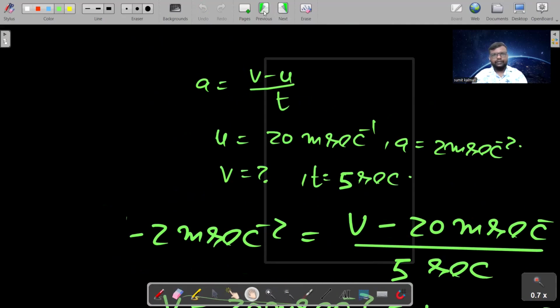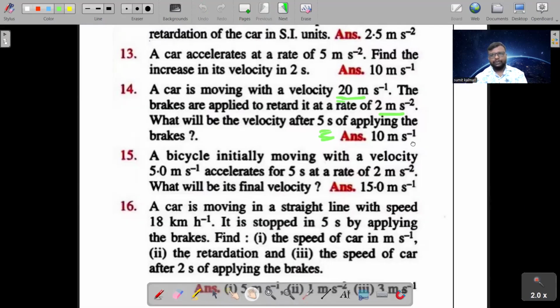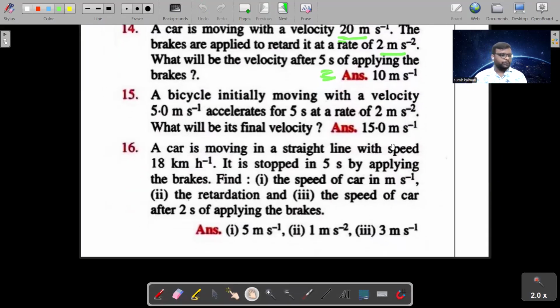See here, it is 10 meter per second. So the answer is correct. Now come to problem number 50. Problem number 50.